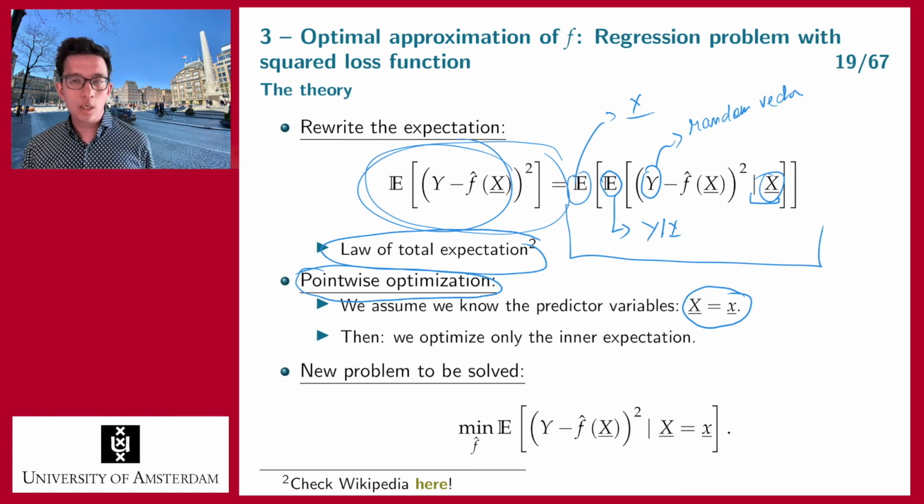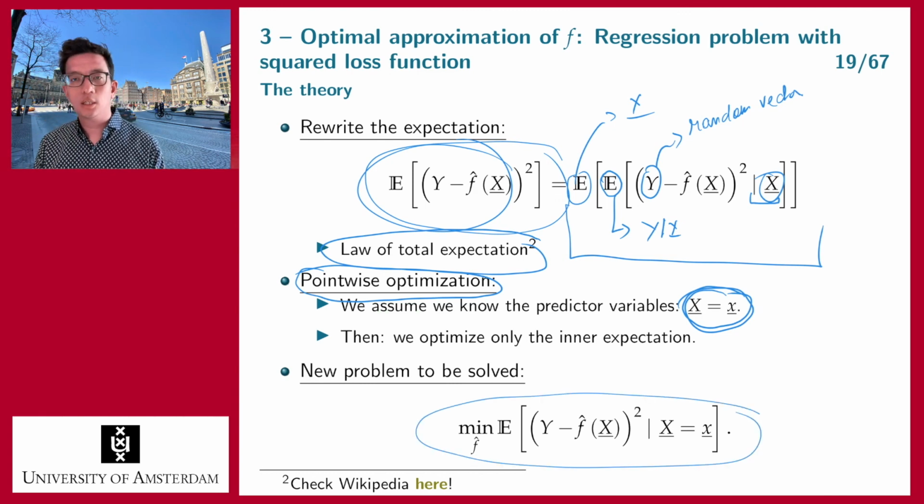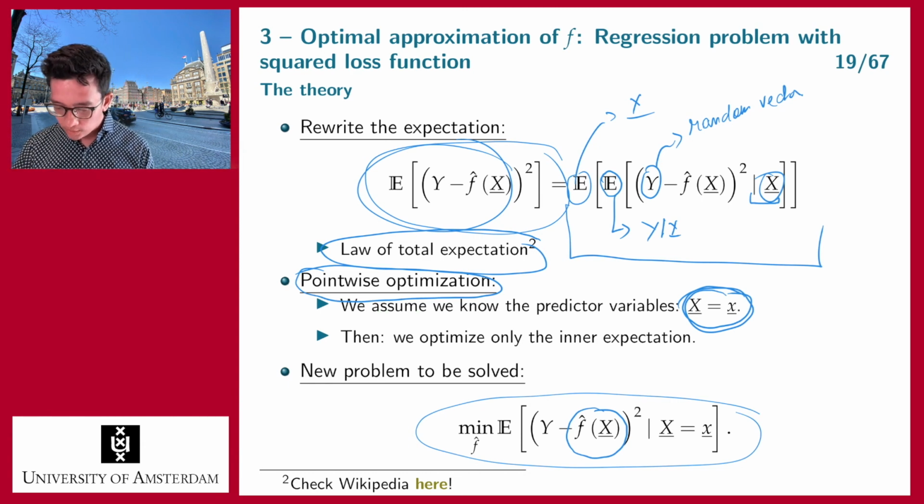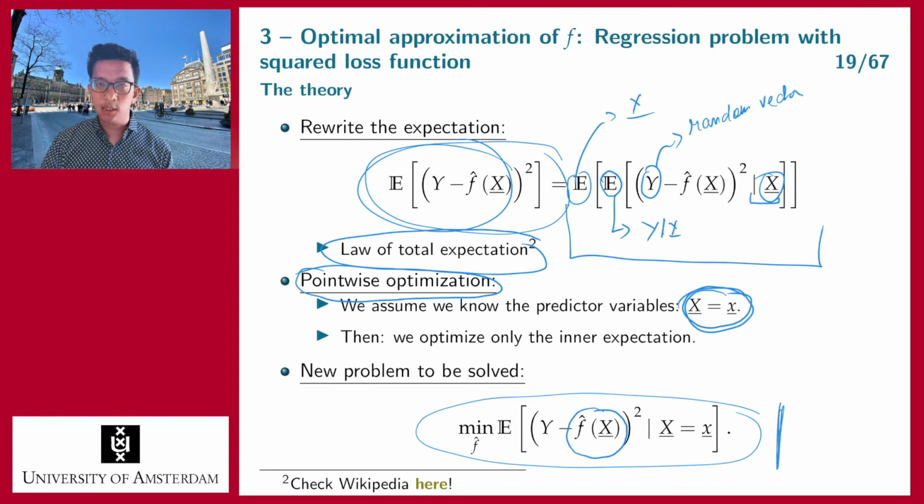So instead of saying we optimize over the function f hat, so we are looking for the best function f hat such that the prediction error is minimized, we will now say, well, let's assume X is equal to some vector x, and we only look at this optimization problem. So we are optimizing not over f hat the function, but over the value f hat of x. It's a pointwise optimization. We are only optimizing one point on our function f hat. And it turns out that we can solve this problem rather easily.